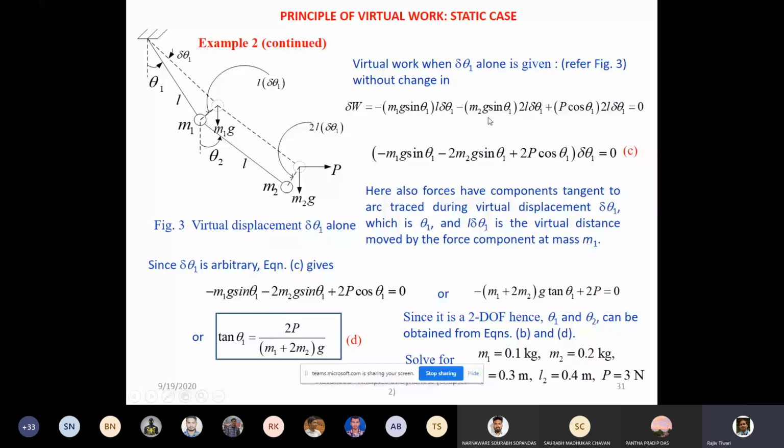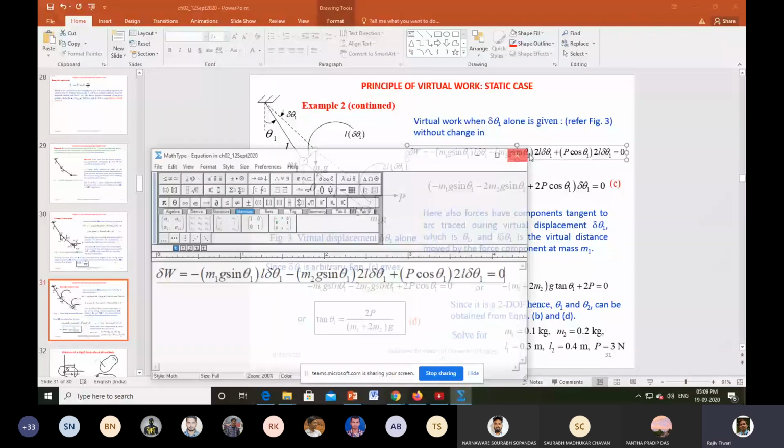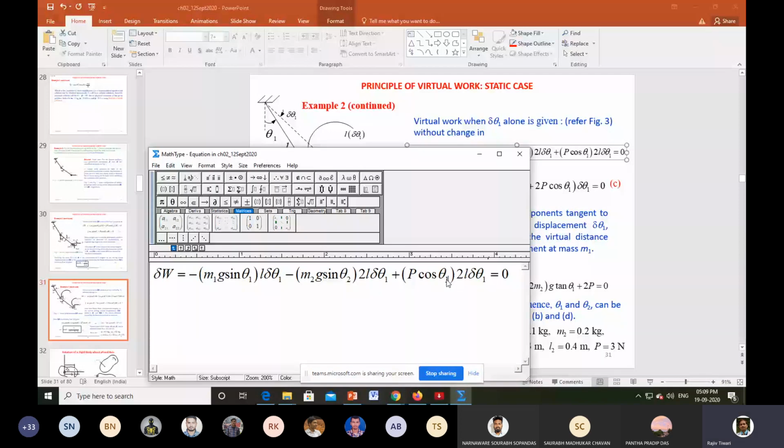So all the expressions will change. Let me change them here itself. The m2 component of that will be theta 2, because it's also theta 2. These are components, and similarly this also will get changed to components.